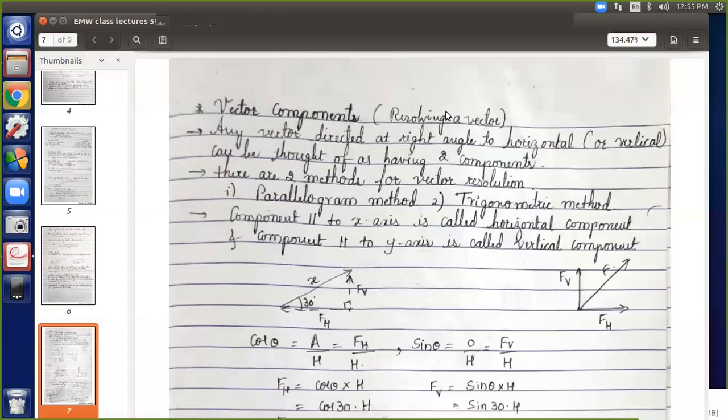If you take the two-dimensional rectangular coordinate system, let me draw it on the screen. It's visible to all of you. If you consider this is the first quadrant, if you have a vector directed in this direction, we can think of this vector as resolved into two components. One is the horizontal component. If F is assumed to be the notation used for the vector, F suffix h indicates the horizontal component, and F suffix v indicates the vertical component.